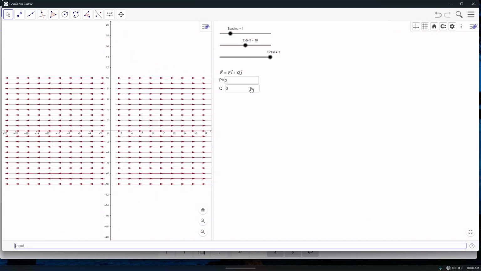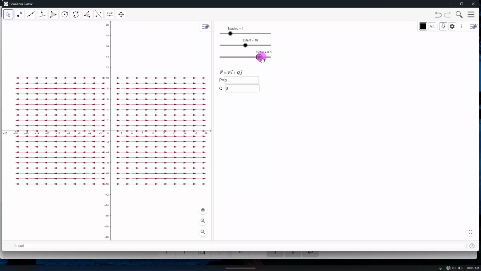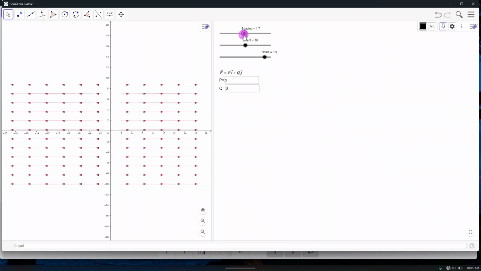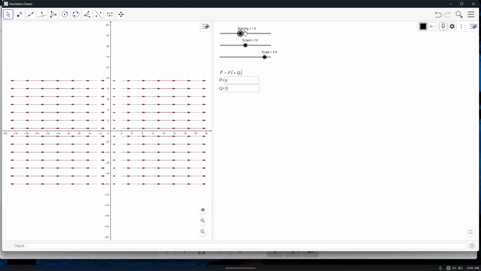What do you see? So we have all vectors pointing in the horizontal direction, in the positive direction for all those points to the right of the y-axis, and the opposite for all the points on the left-hand side of the y-axis. Well, let's see how we can modify this. The extent, that's how many vectors. The scale, we can scale these vectors. The spacing, no spacing, more spacing. But this is what we see. We see a lot of these vectors going in the opposite direction.